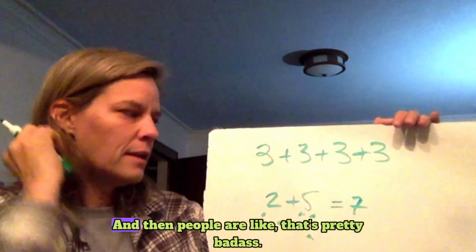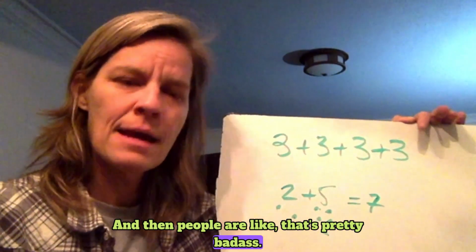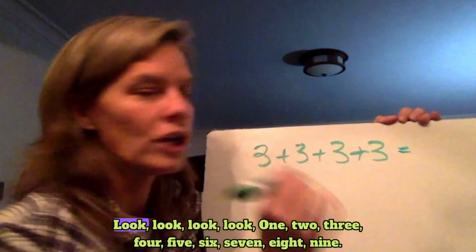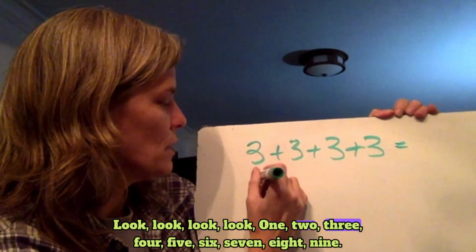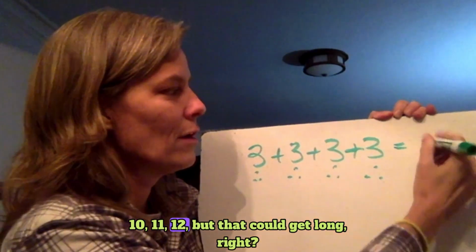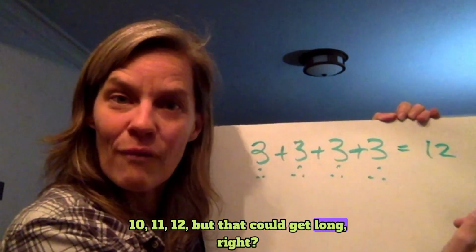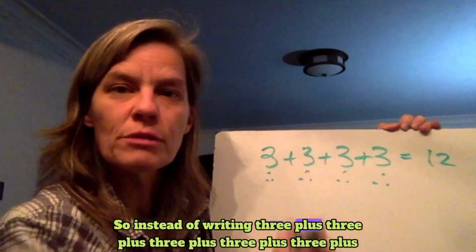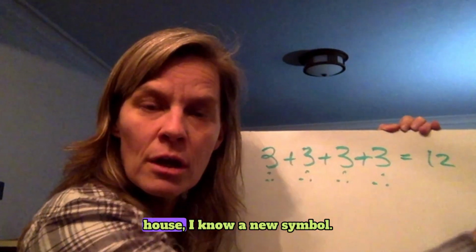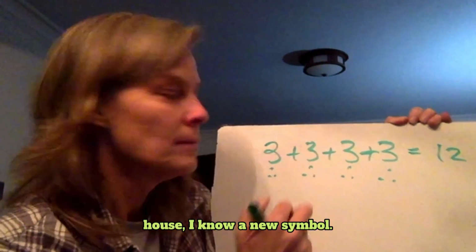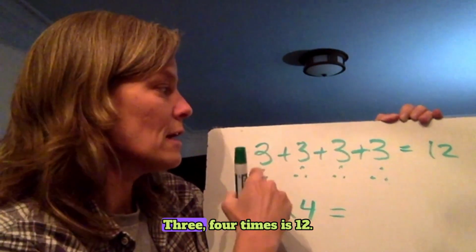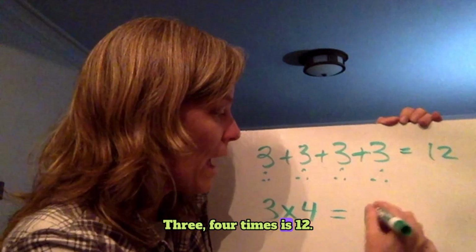That's it. And then people are like, that's pretty badass. But then someone said, wait, no, I know this better. Look. 1, 2, 3, 4, 5, 6, 7, 8, 9, 10, 11, 12. But that could get long, right? So instead of writing 3 plus 3 plus 3 plus 3 plus 3 plus 3 plus 3 plus 3 until you're in the neighbor's house, I know a new symbol. I'm going to write it 3 times 4. 3, 4 times is 12.